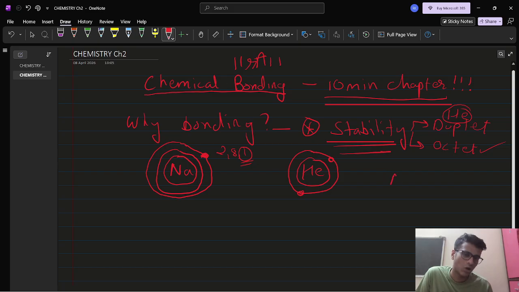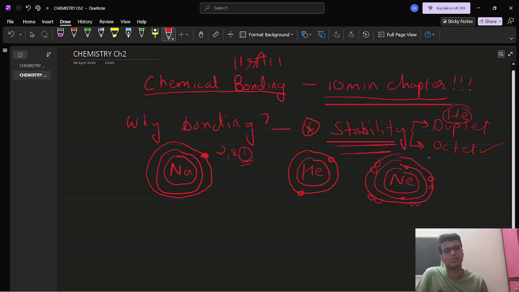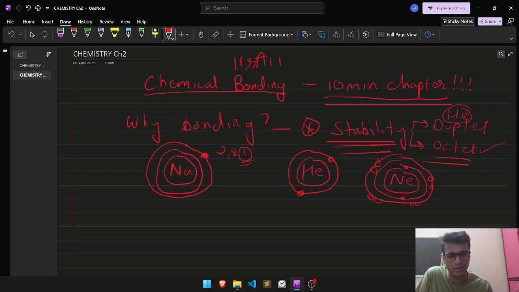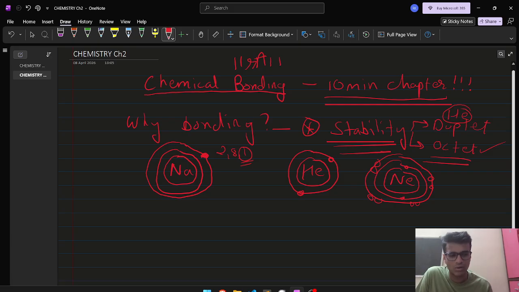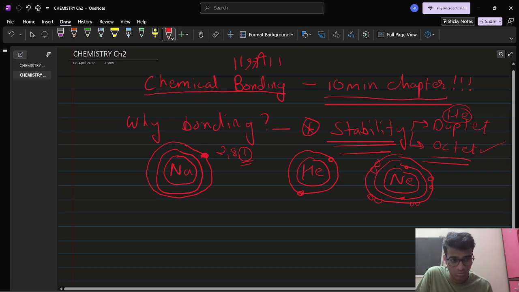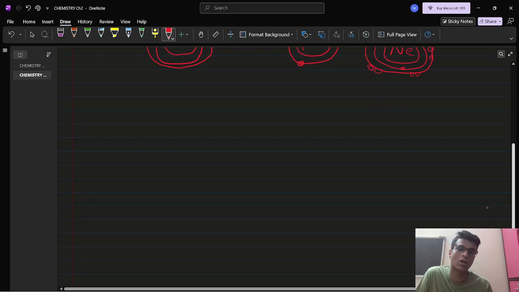But when we say neon, it is nucleus, first shell and your second shell. So first shell में there are two electrons and second में there are eight: 2, 4, 6, 8. So this completes the octet rule and it is also satisfied. So an atom wants to form bonds because it wants the electronic configuration of the nearest noble gas.